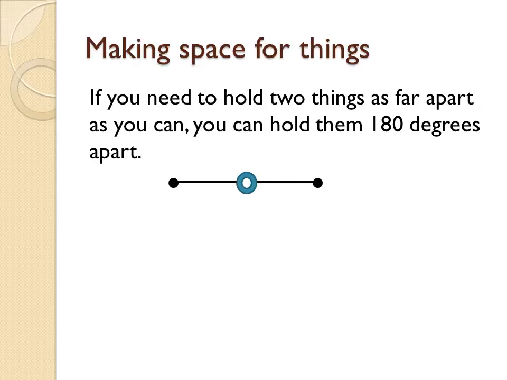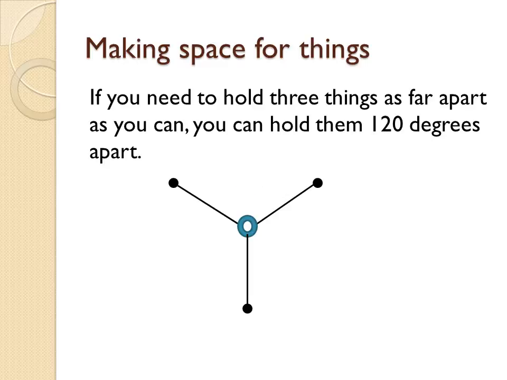So in this picture I have a blue O as the central atom, and if the atom needs to make space for two things that are around it, then those two things can be 180 degrees apart. So almost like a sphere or a circle cut in half. So it's a line. It looks like a line.